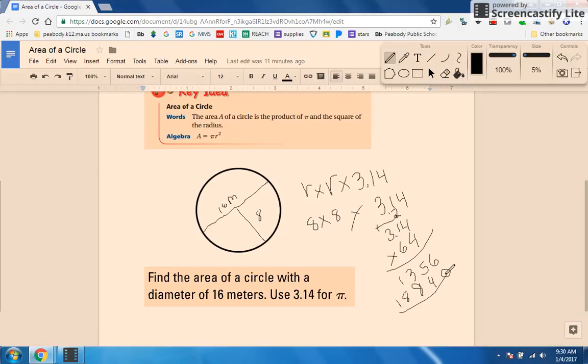Add my 2 rows together. So I get 6, 9, 11, carry the 1, 8, 9, 10, carry the 1, and then 2. And then we have 2 numbers to the right. So put your decimal point there.